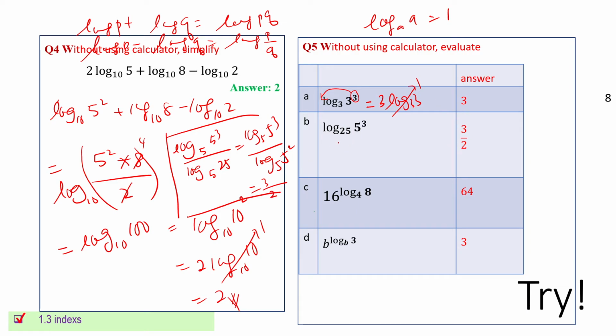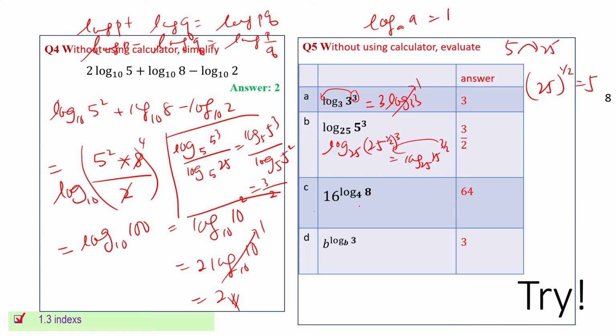Or the second way, we don't change the base to 5, we change our 5 to 25. Okay, so how to get it? You know when 5 wants to change to 25, half of 25 actually is 5. So now 5 I change to 25 to the power of 1 over 2, and then the original here is 3, so I have log 25 3 over 2, bring this one in front, so I have 3 over 2. And then this one is 16 log 4 8.